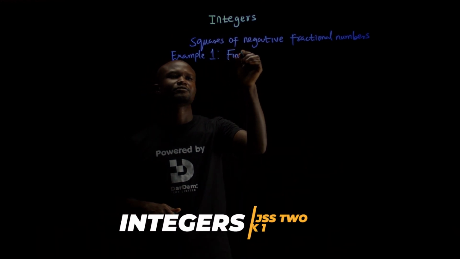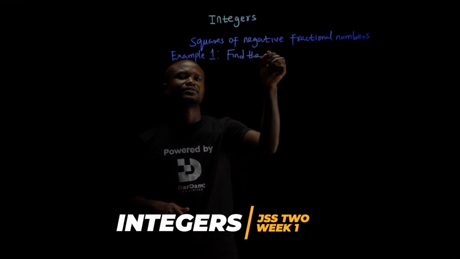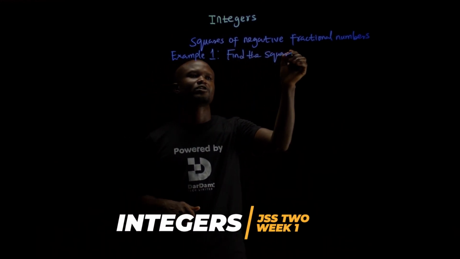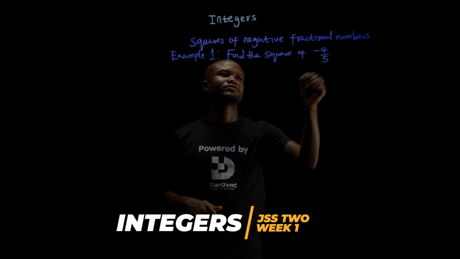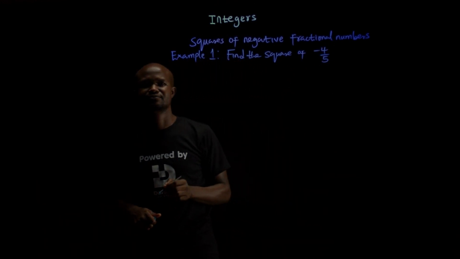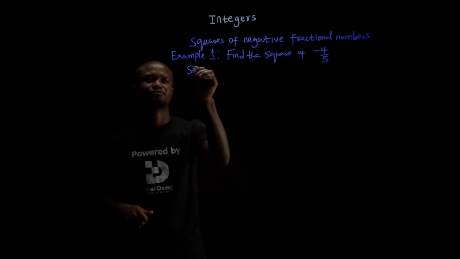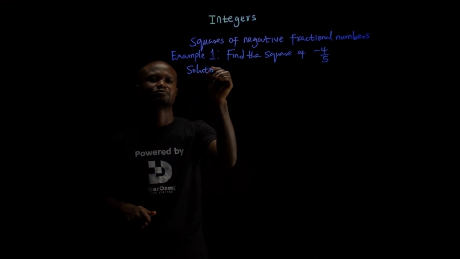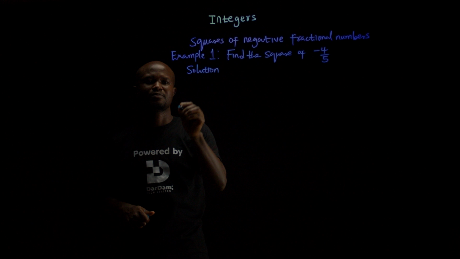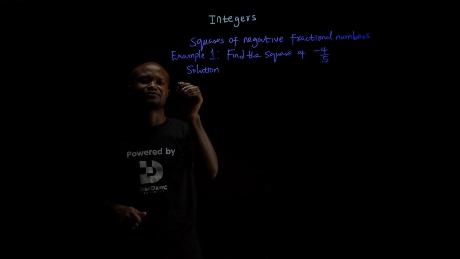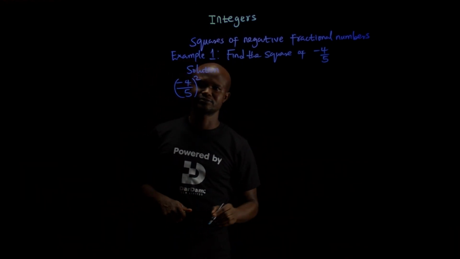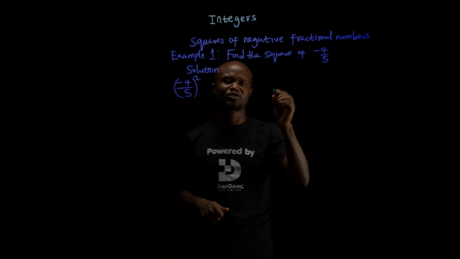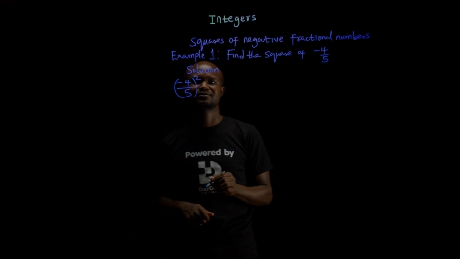Find the square of minus 4 over 5. Solution. Minus 4 over 5. Now, we have to find the square of minus 4 over 5.